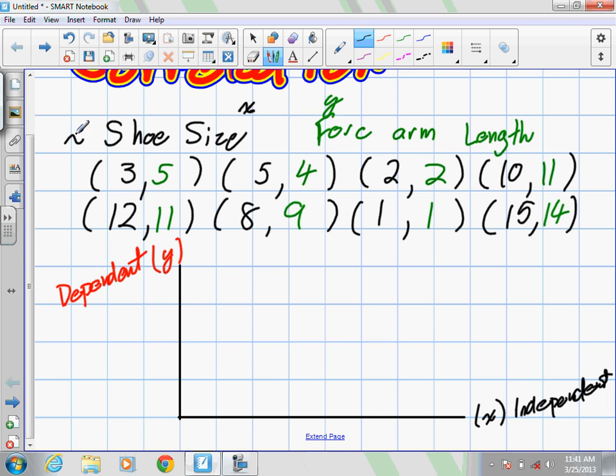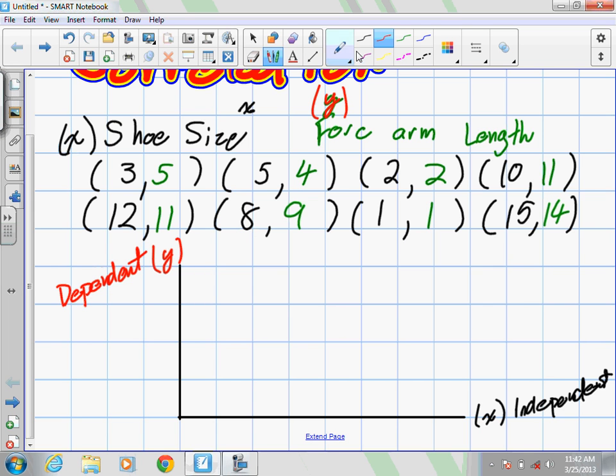Just like you've done in science, we're going to test something. So in this case, we're going to call the shoe size the independent variable, and we're going to call the forearm length the dependent variable. That may not be the case, and what we're going to do is try to figure this out and then think logically about the information we've been given.